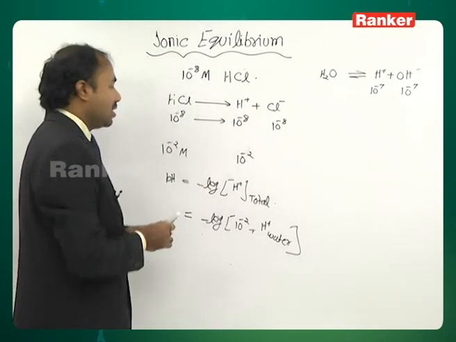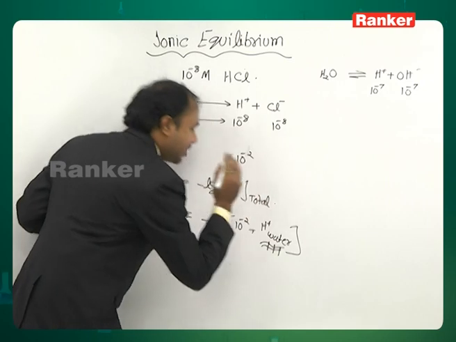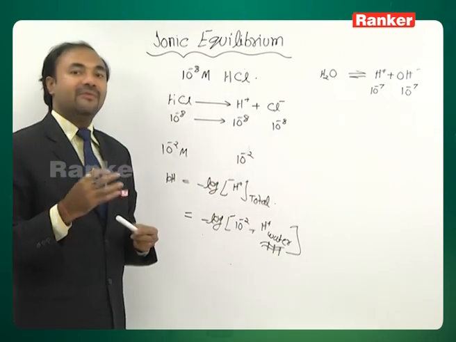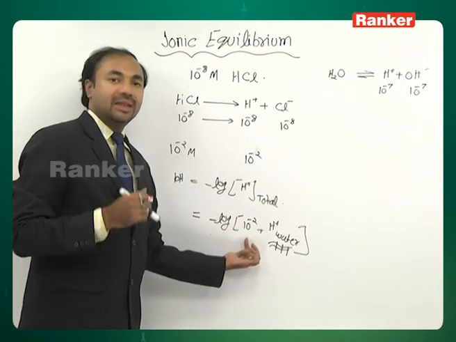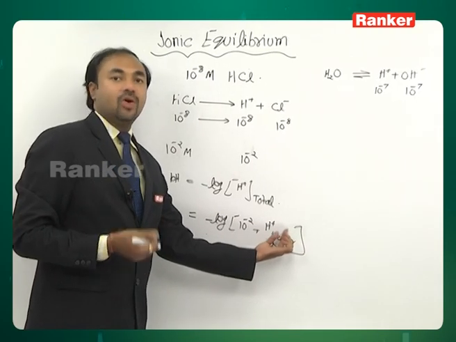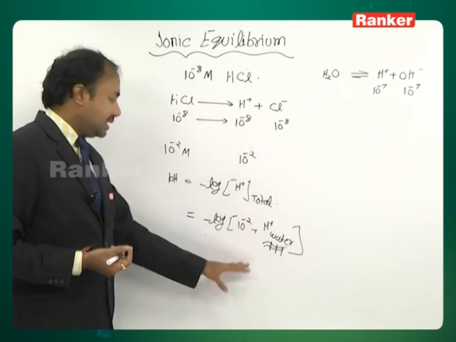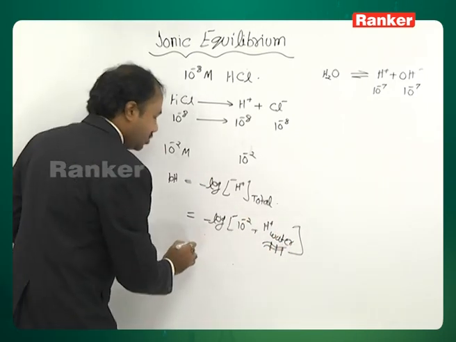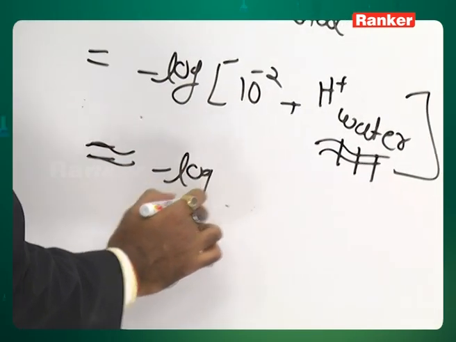As a result, the concentration of H plus coming from water can be neglected comfortably. This is a valid approximation which is taken here. Because this is 10 to the minus 2 and this is 10 to the minus 9, obviously there is no sense in adding it up here. So we simply say this will be minus log of 10 to the power minus 2. This is approximated to minus log of 10 to the power minus 2.